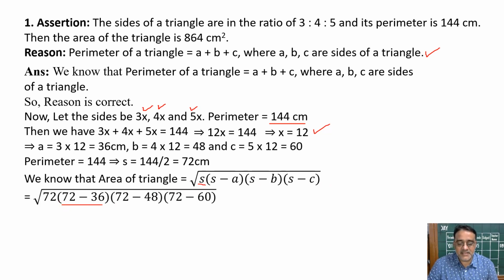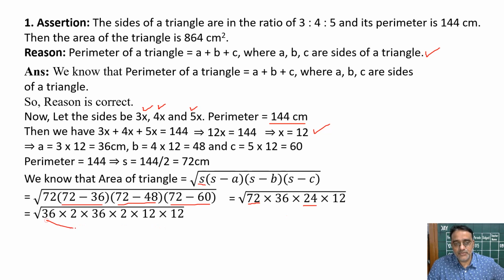72 minus 36 will be 36, 72 minus 48 is 24 and 72 minus 60 is 12. Now look, 72 we can write as 36 into 2, and 24 we can write as 2 into 12. Now 36 appears 2 times, 2 also appears 2 times and 12 also appears 2 times. So when we apply the square root, we will get 1 time each. That is 36 into 2 into 12. So 36 into 2 into 12 will be 864 centimeter square.